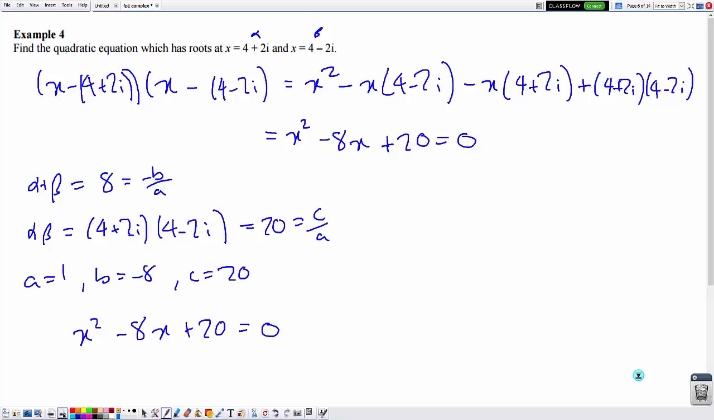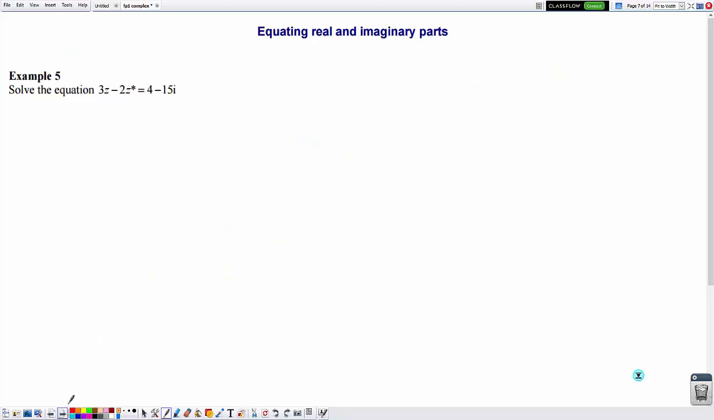Okay, example number 5, equating real and imaginary parts. Now, as I said before, let's say if z is a complex number, which is a plus bi, then the real part of z, which we'll write like this, is equal to a, and the imaginary part of z is equal to b. Now, if two complex numbers, so if you look at this equation, we've got left-hand side and right-hand side. This is a complex number, and when we work out this side, we'll get a complex number as well. For two complex numbers to be equal, the real and imaginary parts have to be exactly the same.